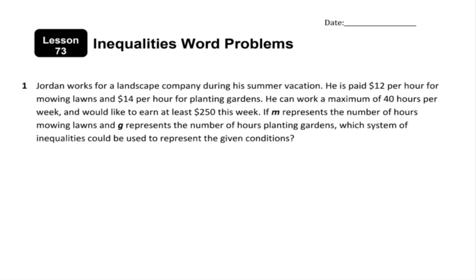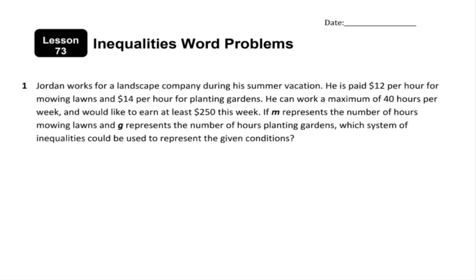Jordan works for a landscape company during his summer vacation. He is paid $12 per hour for mowing lawns, $14 per hour for planting gardens. He can work a maximum of 40 hours per week and would like to earn at least $250 this week. If M represents the number of hours mowing lawns and G represents the number of hours planting gardens, which system of inequalities could be used to represent these conditions? All right. That's one of those whoa moments, so much information.